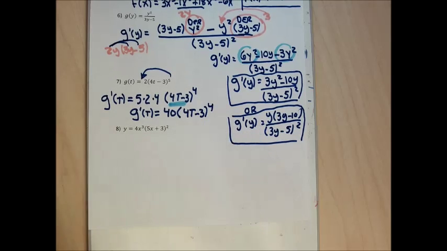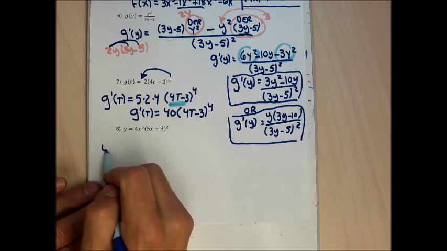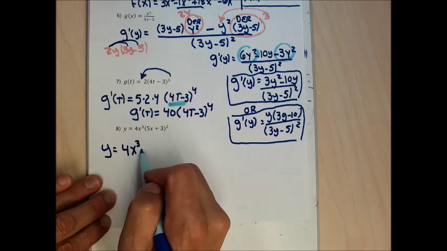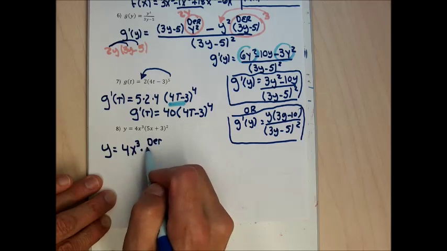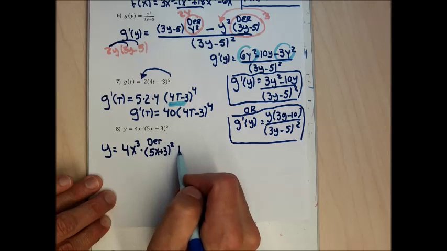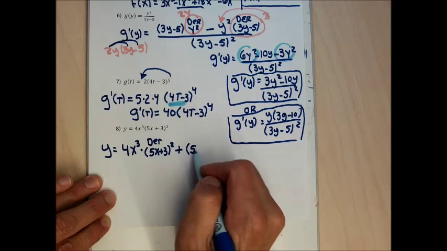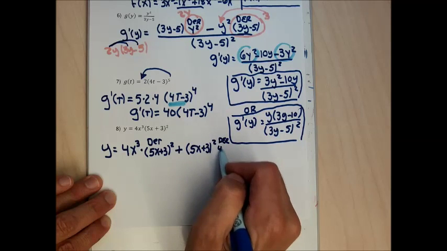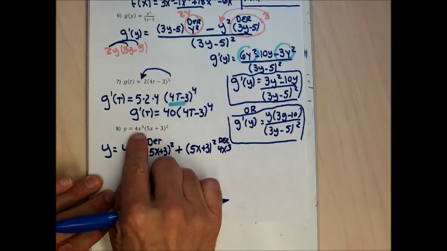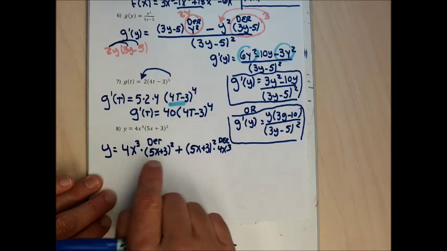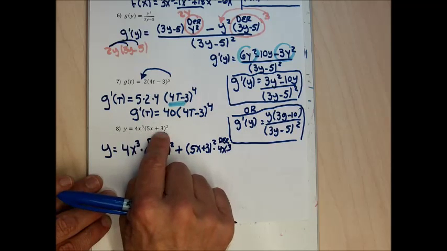Number 8 would be sometimes a disaster when I do these problems like this on a test. 8's a product rule. There's multiplication. And when you have multiplication and it's hard to clear the parentheses, you have to use the product rule. And to do the product rule, you have to take each piece that's being multiplied, multiply it by the derivative of the other piece. So to do the product rule for number 8, I have to do two derivatives. I'm going to have to do the derivative of 4x cubed times the 5x plus 3 squared unchanged. That's what I wrote second. And I'm going to have to take the 4x cubed times the derivative of 5x plus 3 squared.